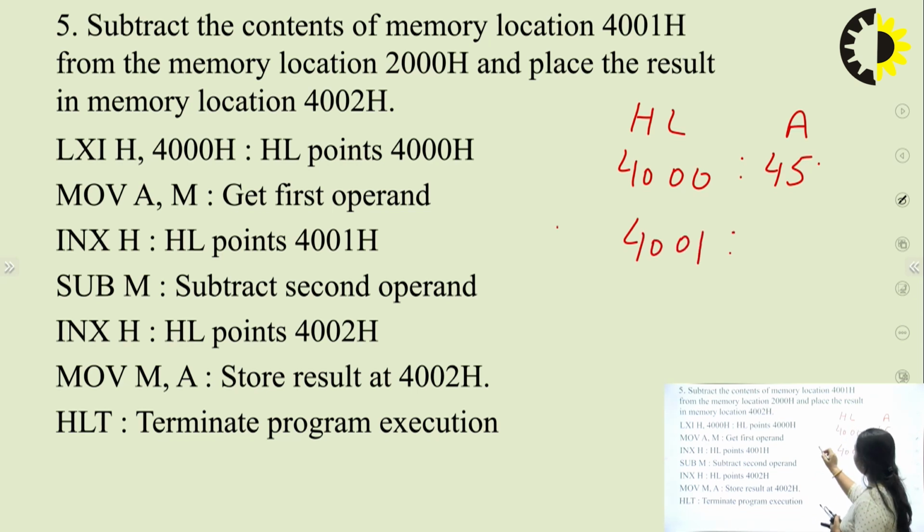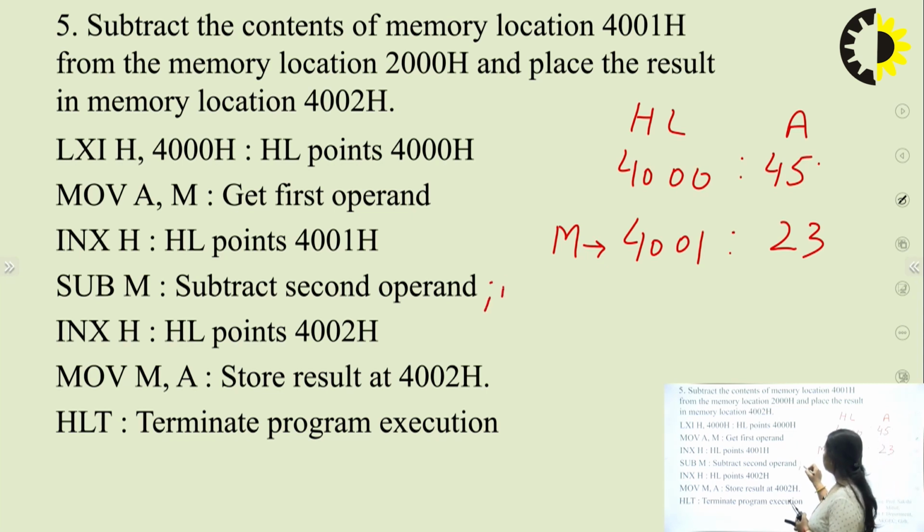Subtract M. Now M is pointing to the HL pair, and HL is having 4001. So whatever data is here, let's say 23. Subtract M says that you will subtract the contents of memory from the accumulator and store the result back in the accumulator. So you have got the answer in the accumulator. You have to just increment the memory pointer and display your result at the next location. The last instruction should be to terminate, HLT.